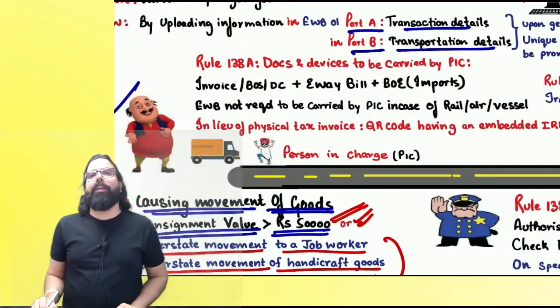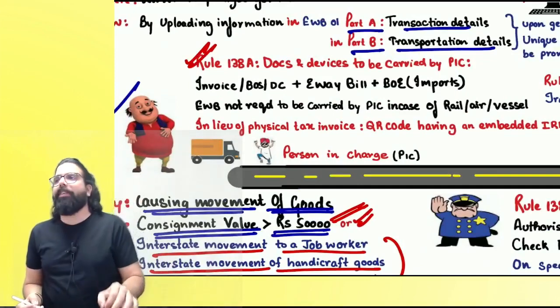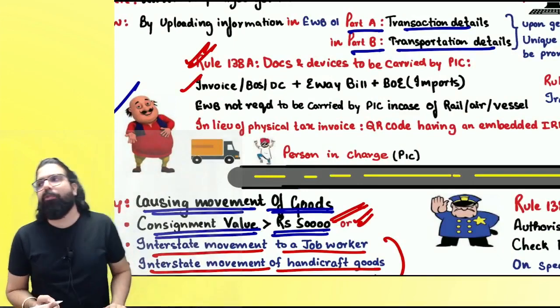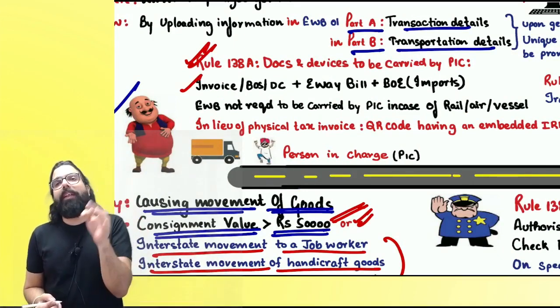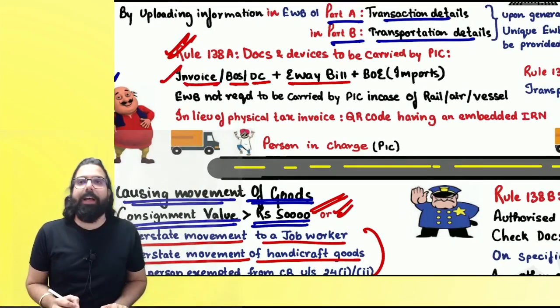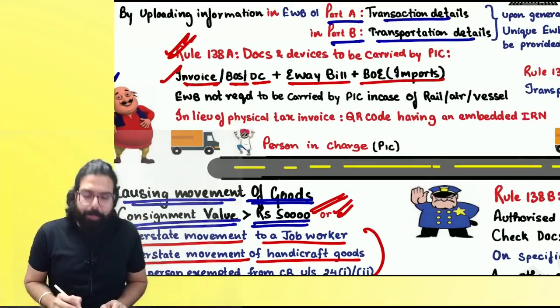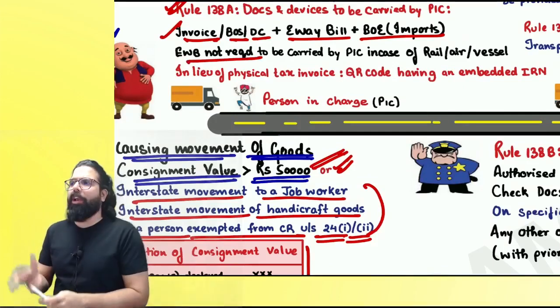Sir, whenever you want to start the movement, rule number 138A says you should carry documents and devices. Now, sir, what are the documents I should carry? The person in charge will carry invoice, bill of supply, delivery challan, plus the e-way bill. If the movement is happening because of import, then always remember bill of entry is also required.